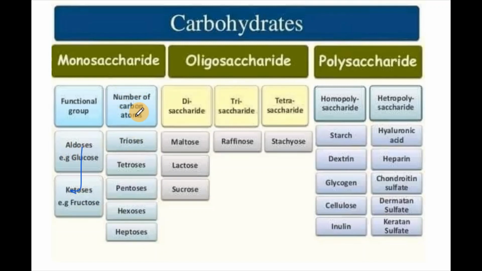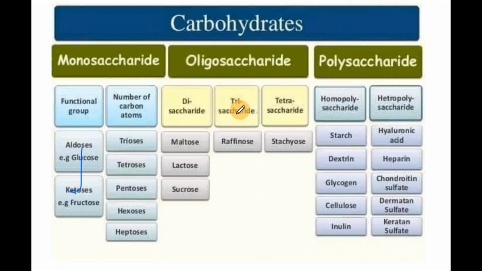Based on the number of carbon atoms, you can have trioses, tetroses, pentoses, hexoses, and heptoses. So this one is 3 carbons, you have 4 carbons, 5 carbons, 6 carbons, and 7 carbons. We can have disaccharides, which fall under oligosaccharides. So we have maltose, lactose, and sucrose. These are examples of oligosaccharides, that is disaccharides.